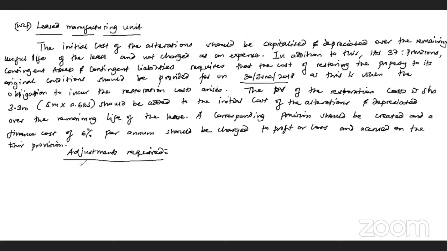Adjustments required. Of course, I will have to debit my PPE with a total of shillings 9.9 M. Why 9.9 M? The 3.3, the PV of the restoration cost, that one should be capitalized, as well as the 6 millions that were wrongly expensed, but they would have been capitalized. So the adjustment made on our PPE is a debit of 9.9. Then we have to go and credit retained earnings.